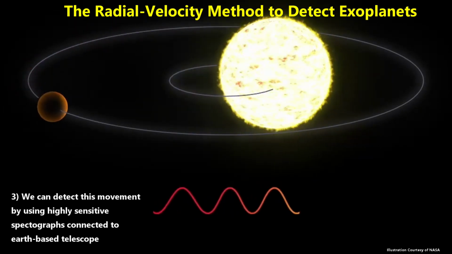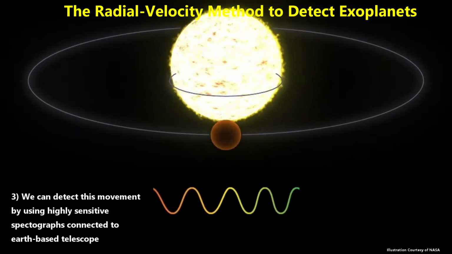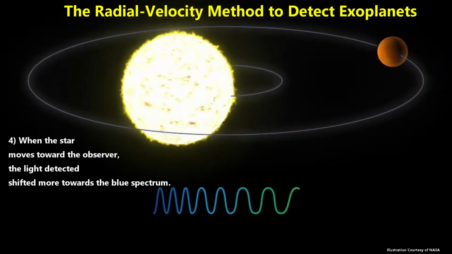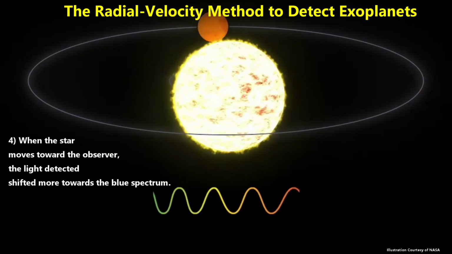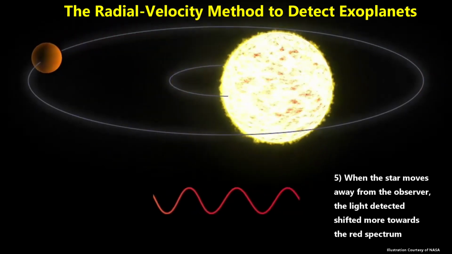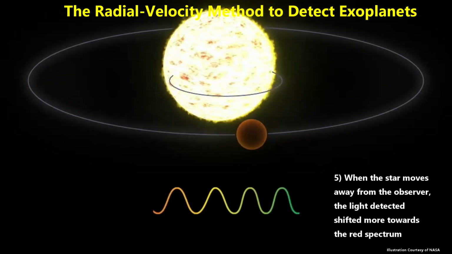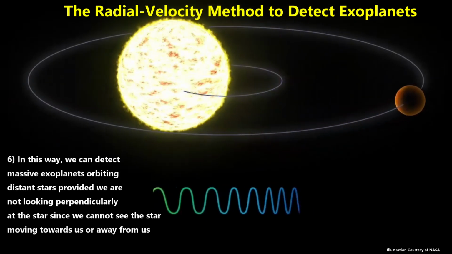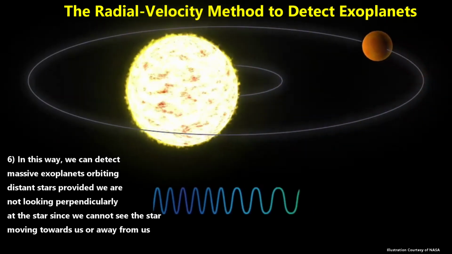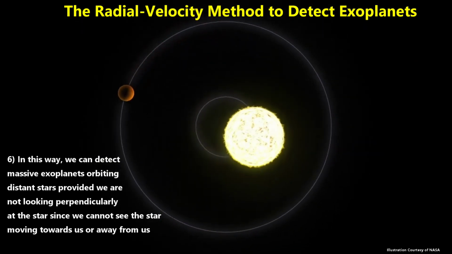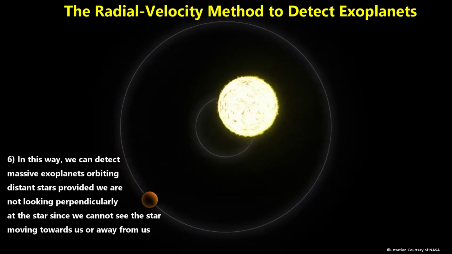We can detect this movement by using highly sensitive spectrographs connected to Earth-based telescopes. When the star moves towards the observer, the light detected is shifted more towards the blue spectrum. When the star moves away from the observer, the light detected is shifted more towards the red spectrum. In this way, we can detect massive exoplanets orbiting distant stars, provided we are not looking directly at the star's pole, since we cannot see the star moving towards us or away from us.